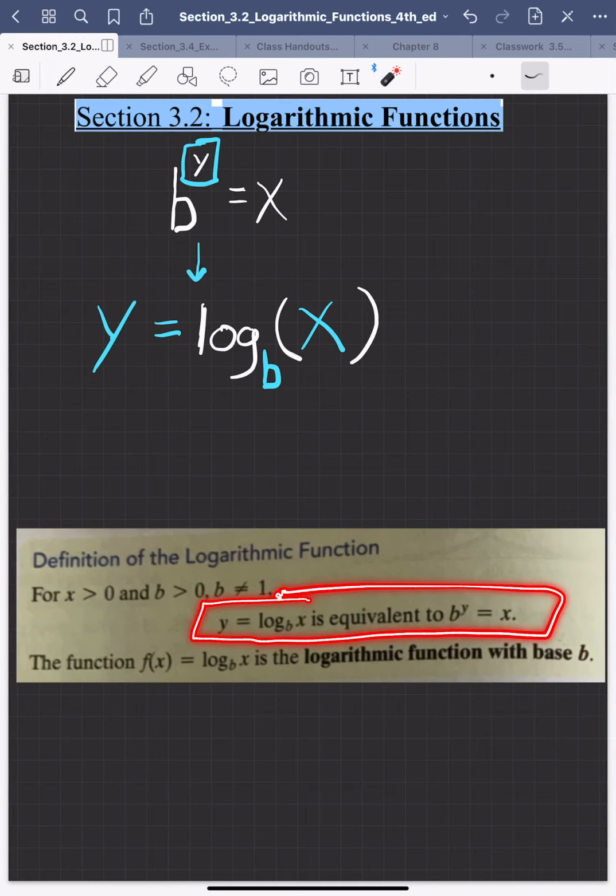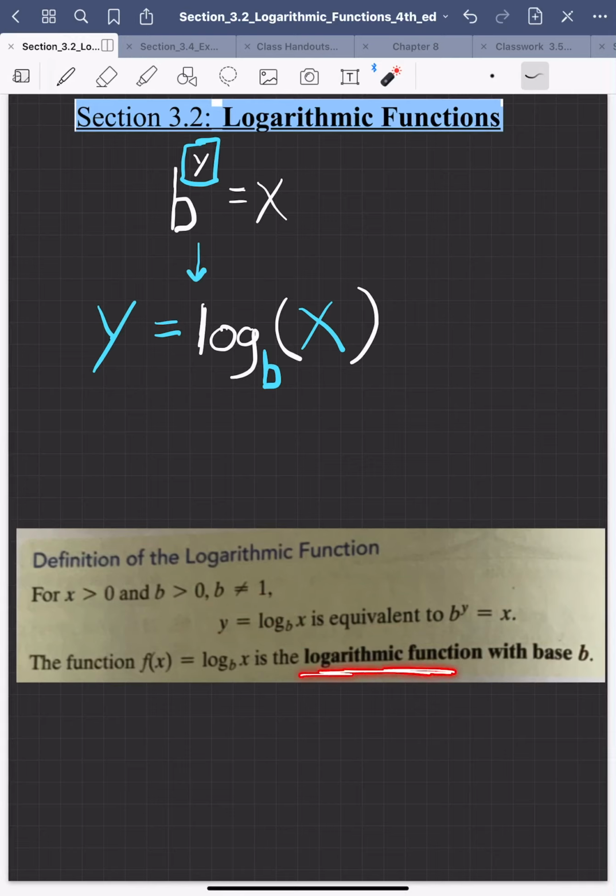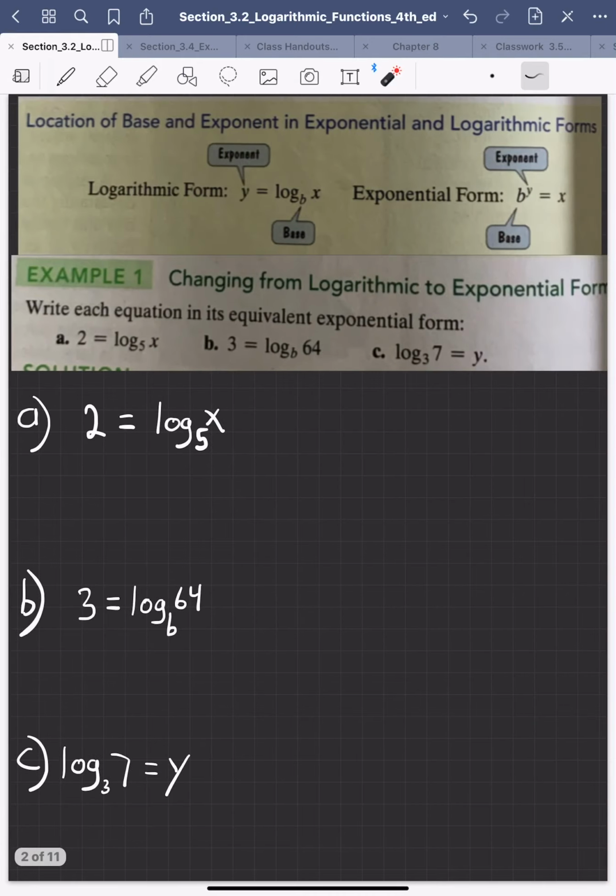Now, the logarithmic function with base b, we're going to talk about base b in just a second. So here's what we're going to do right now. This is for many brand new notation. So what we want to do is practice being able to convert back and forth. If I give you an exponential function, can you turn it into a log? If I give you a log, can you turn it into an exponential? Okay? Let's go ahead and start.